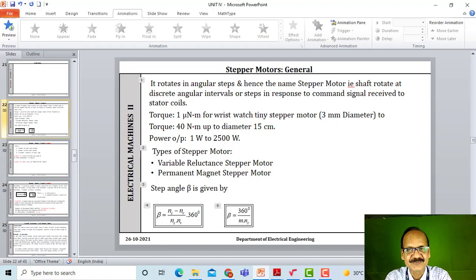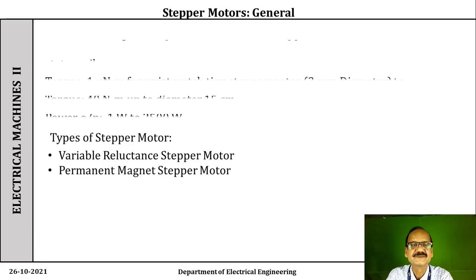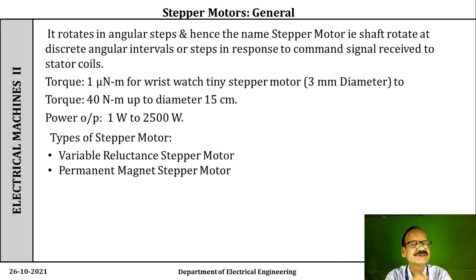Now why the name stepper motor? Let us have a look at this. It rotates in angular steps and hence the name stepper motor. That is, the shaft rotates at discrete angular intervals or steps in response to command signals received by its stator coil.